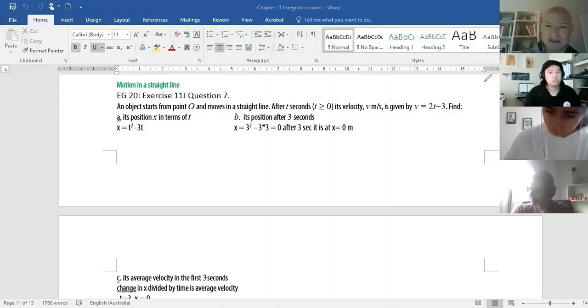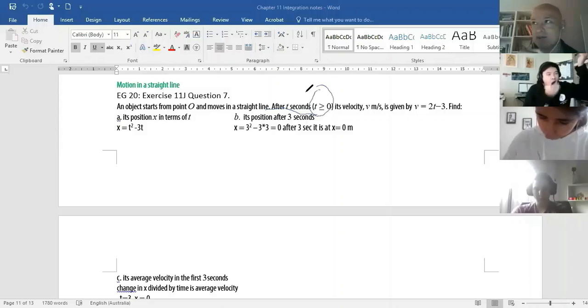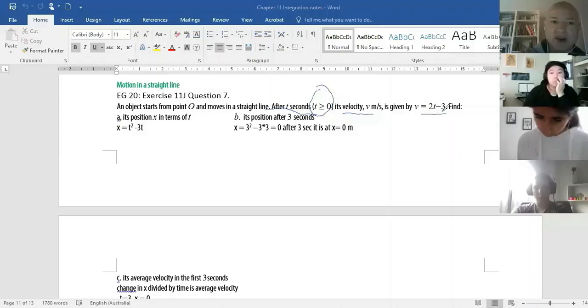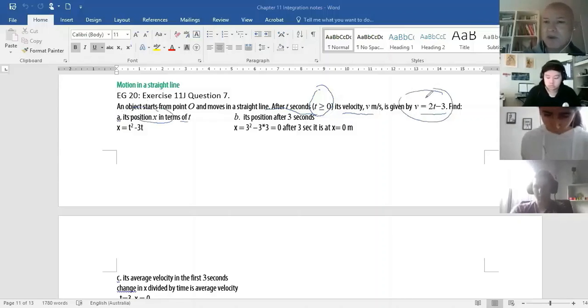After t seconds, and remember, since it's time, it has to be greater than or equal to 0. We cannot have a negative time. Its velocity is given by that rule. Find its position x in terms of t. So we want its position. We've got the velocity. Remember what I said: if you've got velocity and you want position, we integrate.